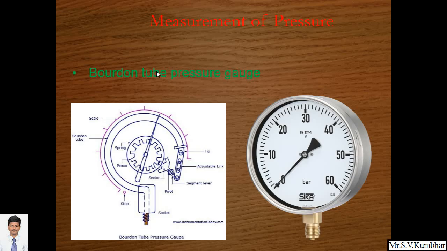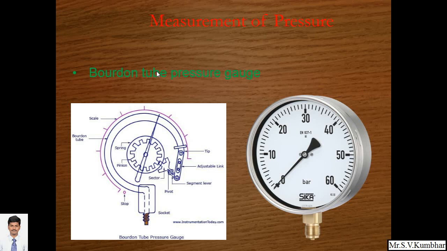Mechanical gauges. First one, Bourdon tube pressure gauge. In Bourdon tube pressure gauge, Bourdon tube is used, which is a hollow elliptical metallic tube. One end of this Bourdon tube is connected to a system where pressure is to be determined, and the other end is connected to pinion through adjustable link and adjustable lever. Here sector is connected with pinion.